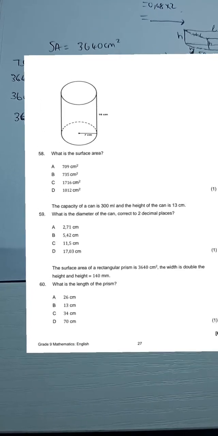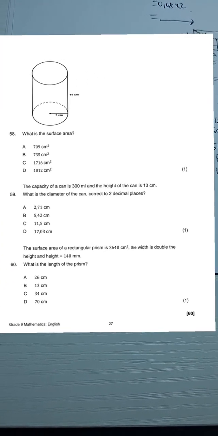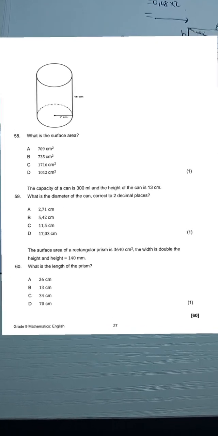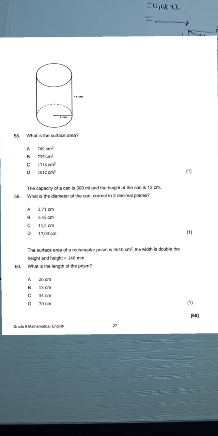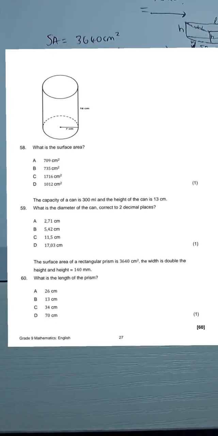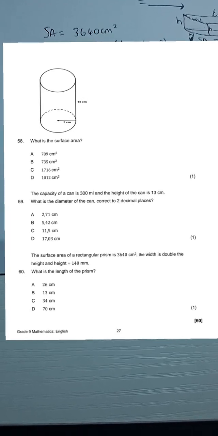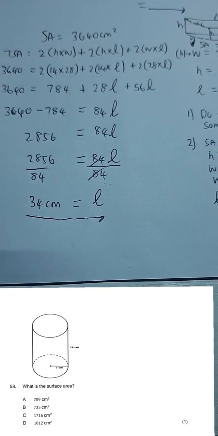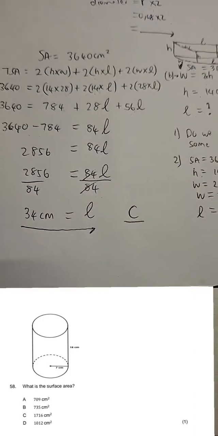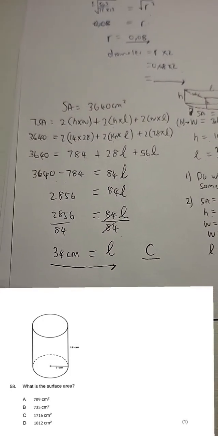Let's go to our options. Did we have 34 centimeters as one of the options for number 60? What is the length of the prism? Is it A, 26, B, 13, C, 34, or D, 70 centimeters? Guys, it seems like we do have an option there that we have found and calculated. Yes, we have C as the option to select.